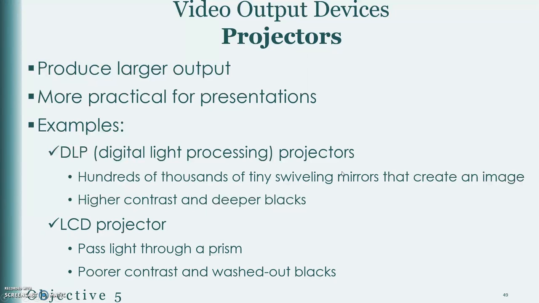Okay, and then we have another output device, so projectors. Okay, projectors produce larger images and are more practical when making a presentation or sharing media with a group in such places as a classroom. A DLP, or a digital light processing projector, uses hundreds of thousands of tiny swiveling mirrors to create an image. An LCD projector passes light through a prism.